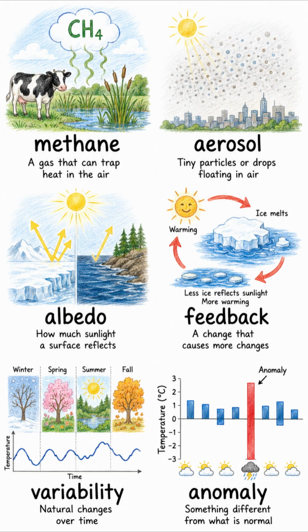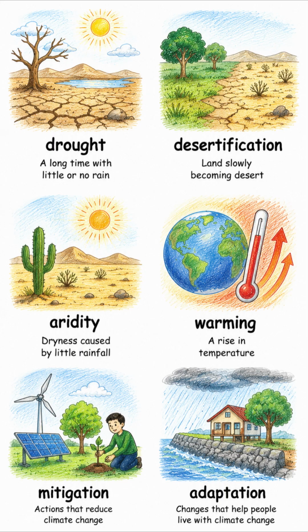Feedback, a change that causes more changes. Variability, natural changes over time. Anomaly, something different from what is normal. Drought, a long time with little or no rain. Desertification, land slowly becoming desert.